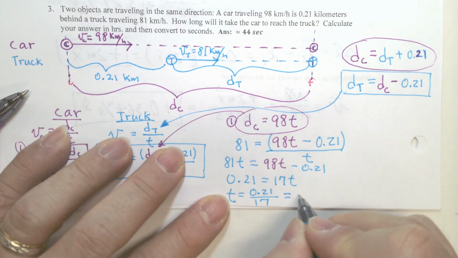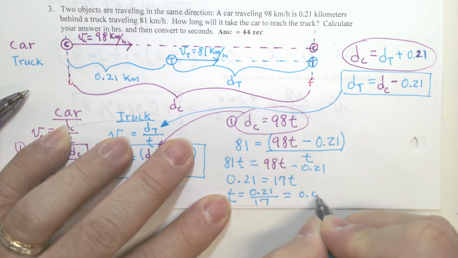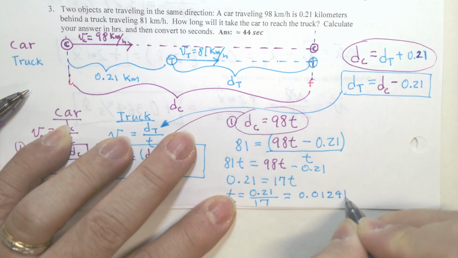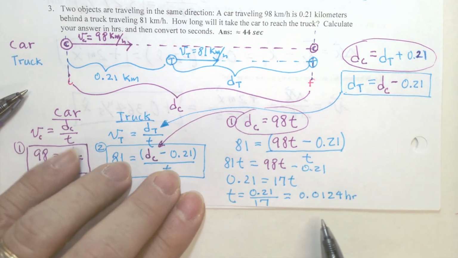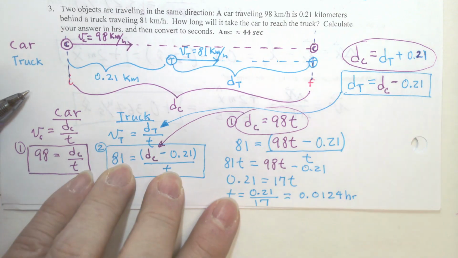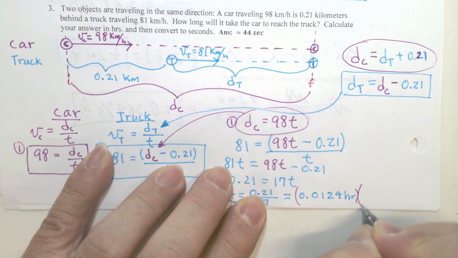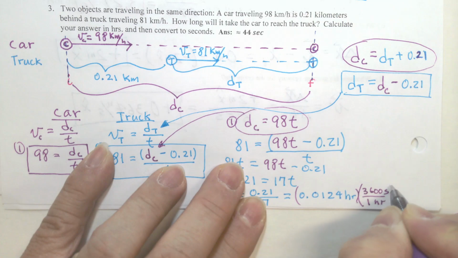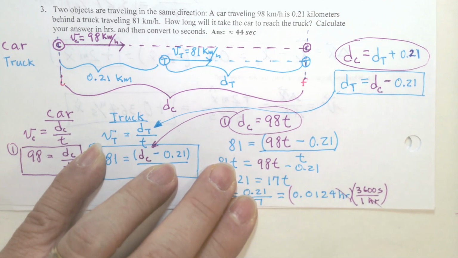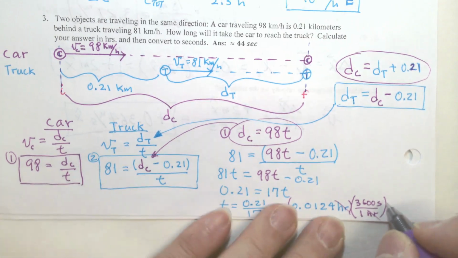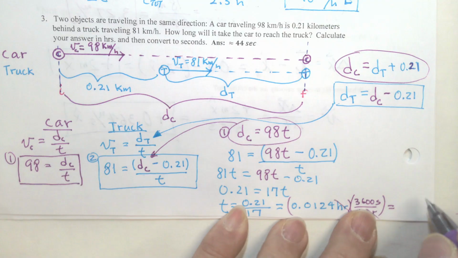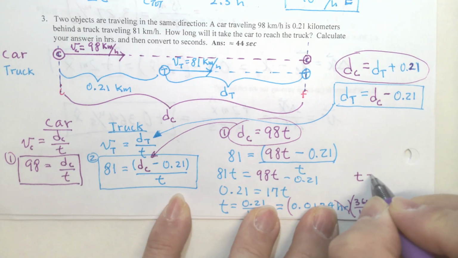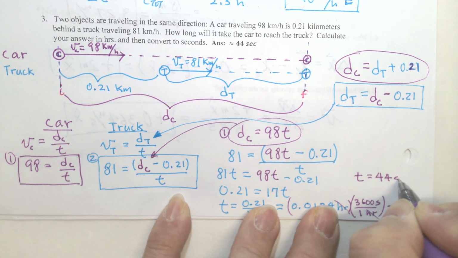That is equal to simply 0.0124 hours. Well, they want it in seconds. So we should multiply this by 3,600 seconds in 1 hour. Right, so hours get canceled out nicely. And if you work that out, this becomes 44 seconds. So the time t is equal to 44 seconds.